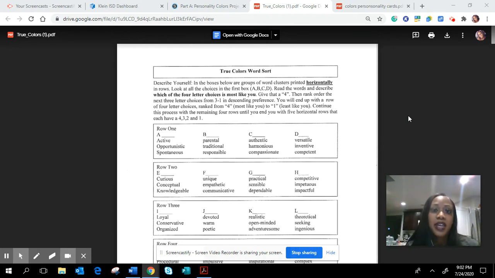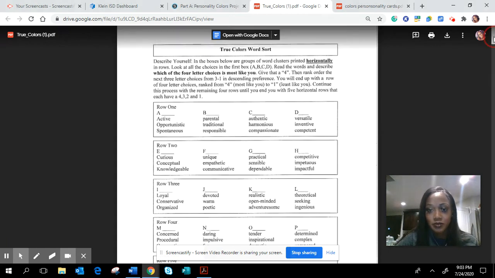Okay, so at this point, you guys should have completed the front of the cards, the back of the cards, and so now we're going to the True Colors word sorts. This one is going to be a little different than the first two parts of the project. This is the last set of instructions for figuring out what your dominant color is going to be. Okay, so here we go.